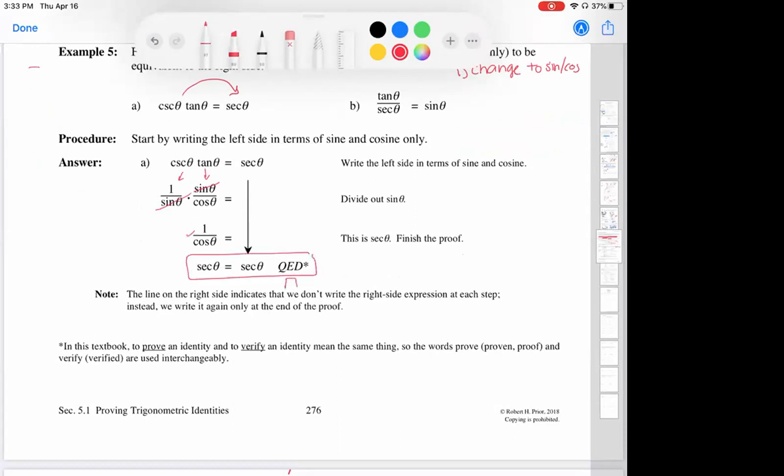And you can write QED. You can also draw a square or a filled-in square. That's math shorthand for a proof has been proven, or you're done with that proof. Note, the line on the right side indicates that we don't write the right side expression at each step. Instead, you write it again only at the end of the proof.